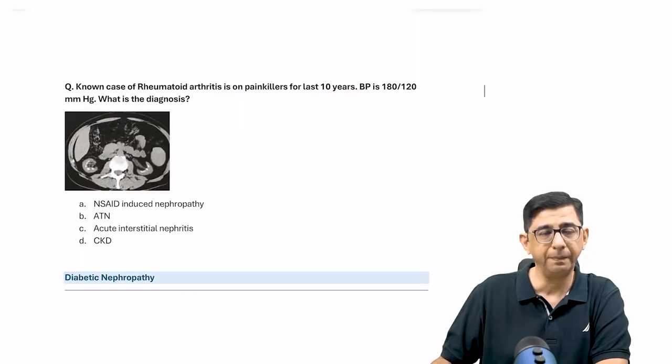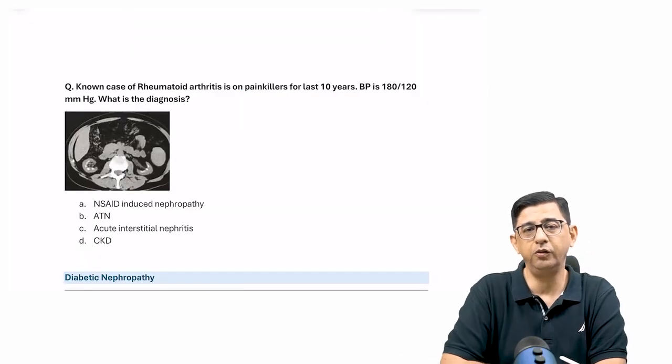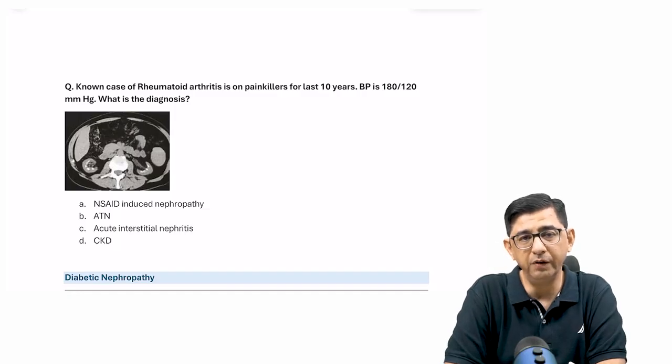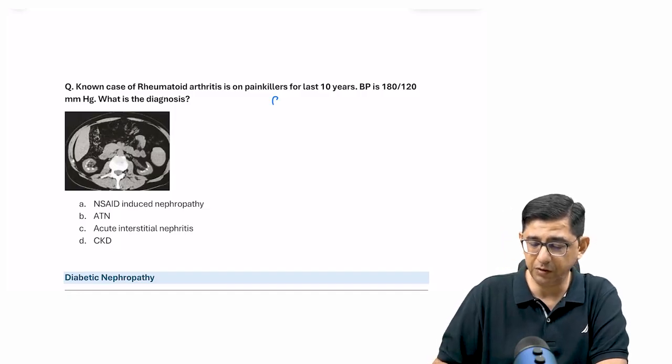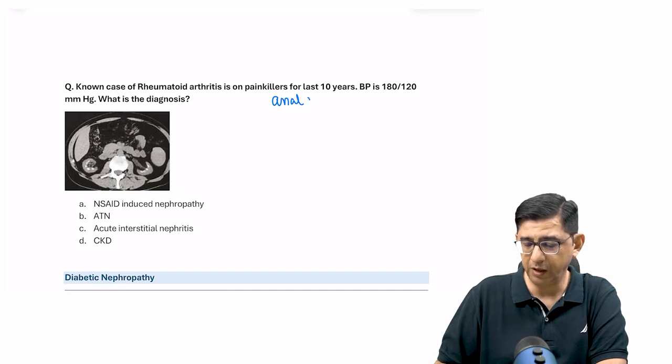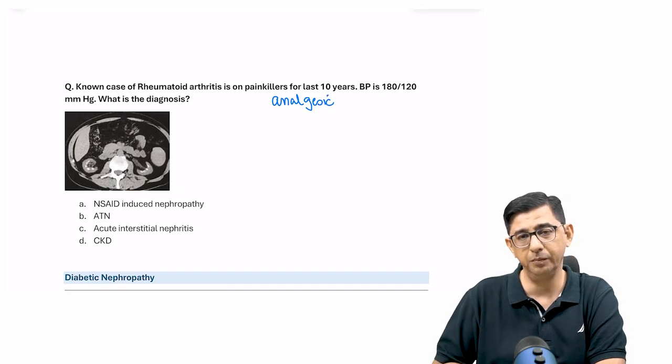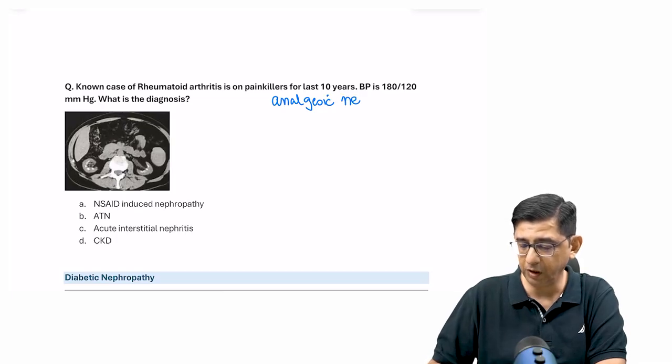Let's do a question here. A patient of rheumatoid arthritis is on painkillers for 10 years. BP is elevated. So somebody is taking painkillers, that means the person would have taken them for a long time. These combination painkillers are available, and most of them are over the counter.